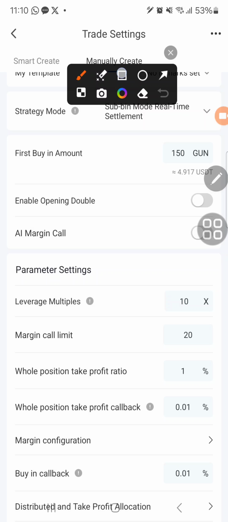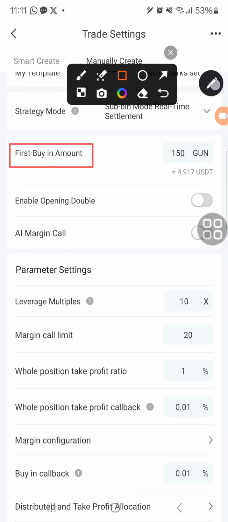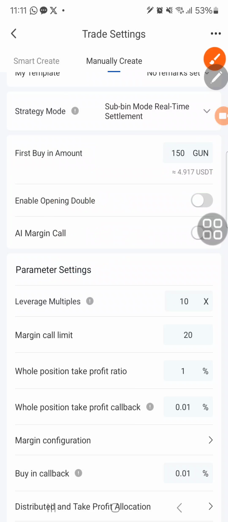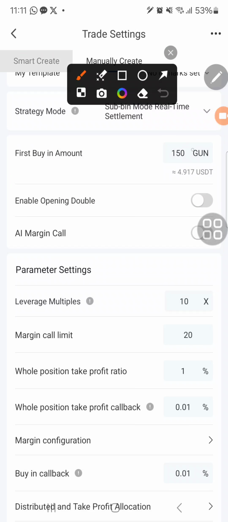Now we go to the first buying amount. The first buying amount, it simply means that, for starters, you understand that futures is a different way of calculating the first buying amount. Usually it is denoted as FBA, or the first buying amount, this one here. For the futures side, here they show you the amount of the first buying amount, usually determined by the amount of tokens.